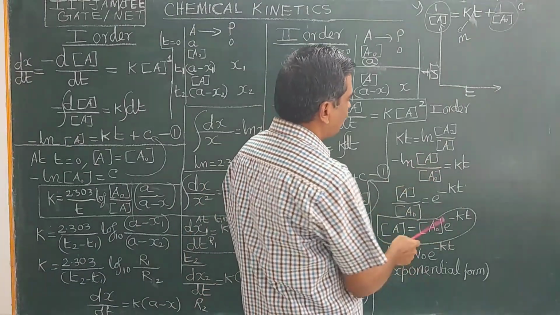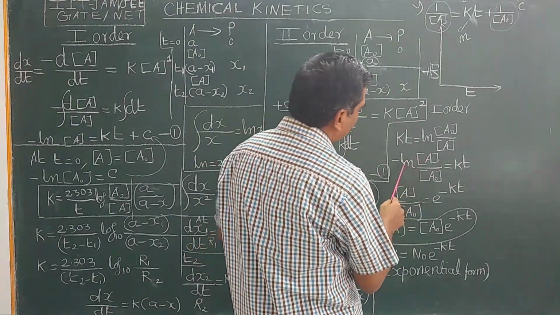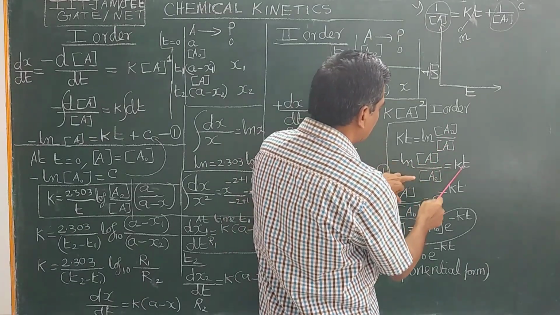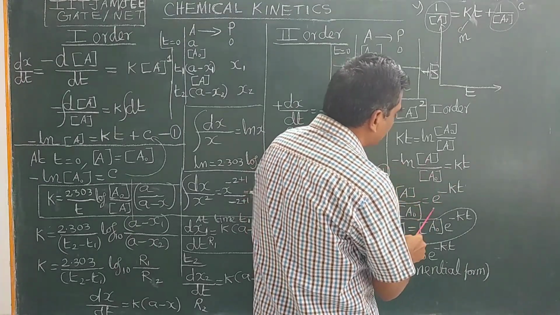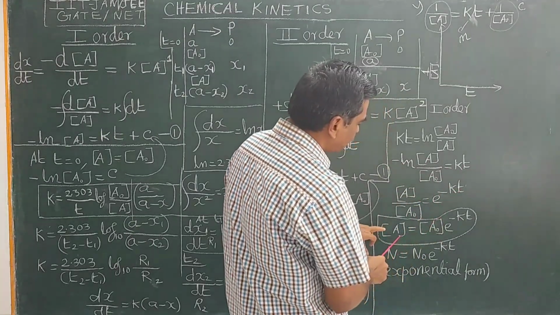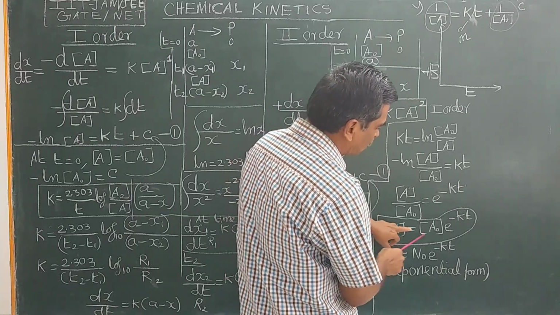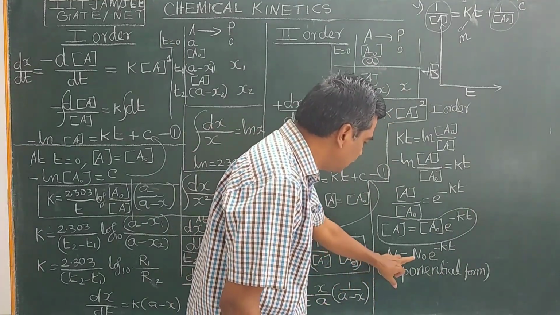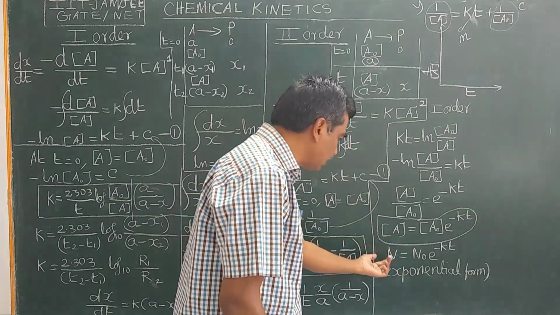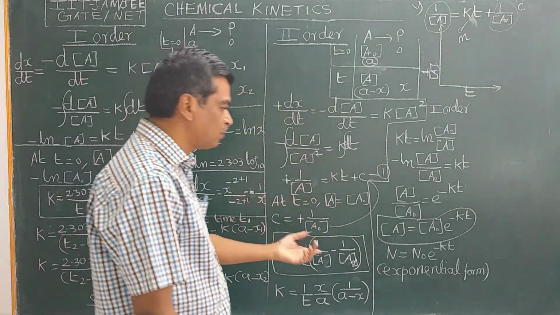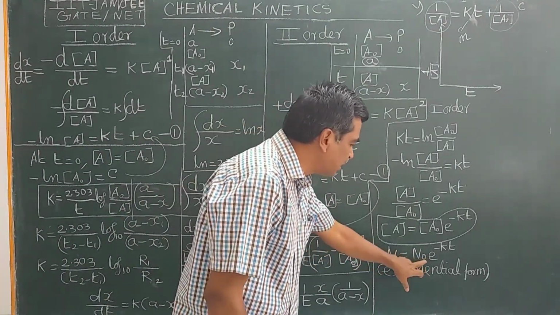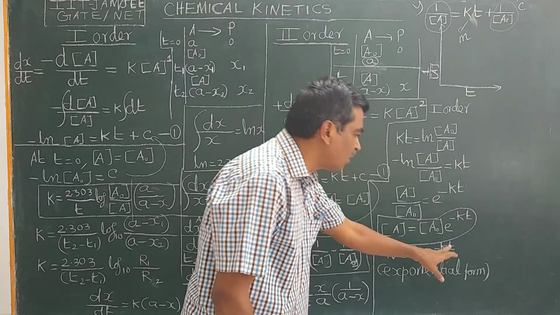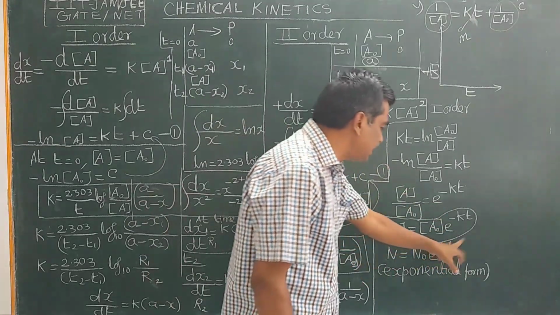So, in the exponential form, how can it be written? Inverting this, minus Ln of A by A naught equals Kt. Therefore, A by A naught equals e power minus Kt, so the concentration of A equals the initial concentration into e power minus Kt. Here N, the number of radioactive atoms present at that time, equals N naught, the number initially present, into e power minus Kt, where K is the first order rate constant, that is the disintegration constant, and t is the time.